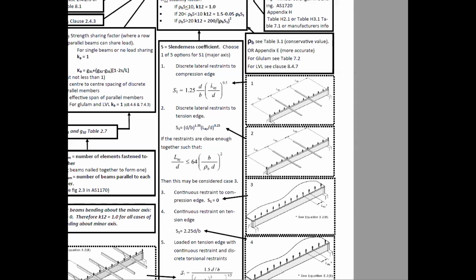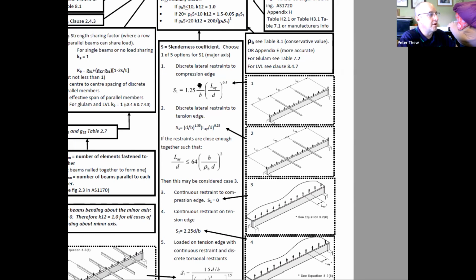So back to here, I said restrained. Number 1, restrained at the compression edge, so it's either 1 or 3. And I said it's restrained at the compression edge at the ends and the midspan only. So your L effective is half of what the span was, which was 6 meters, so half of that is 3 meters.